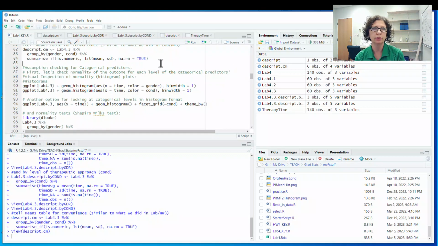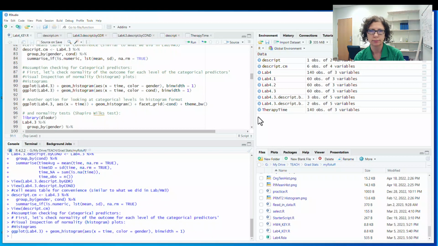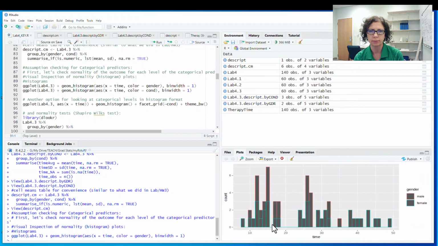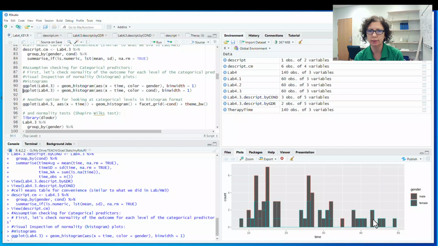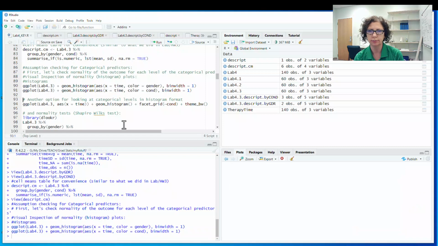And now I want to check those assumptions. The assumptions of normality of the continuous outcome, time in therapy, for each of those categorical predictors. So I can visually inspect the histograms. Here's the one on gender. So I have male and female for gender, and then I have the one on condition.